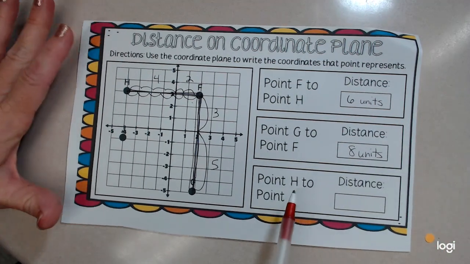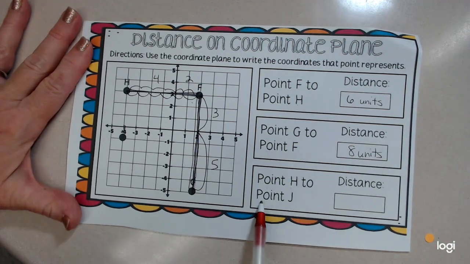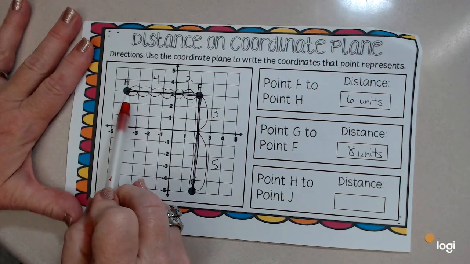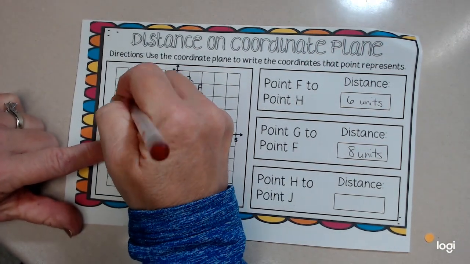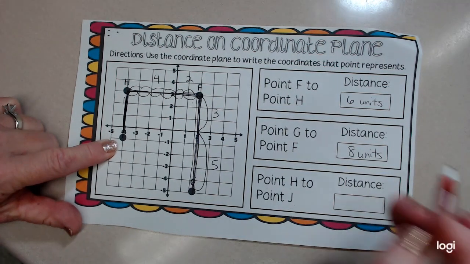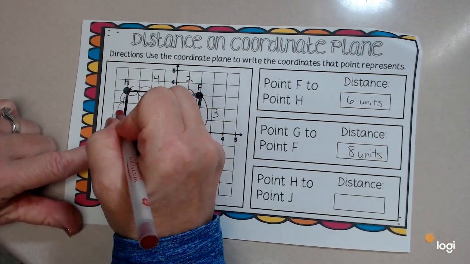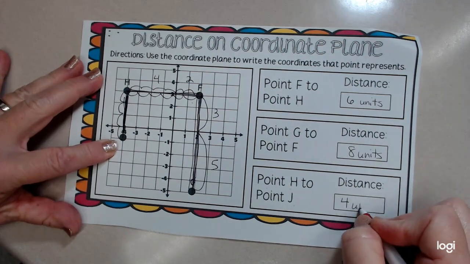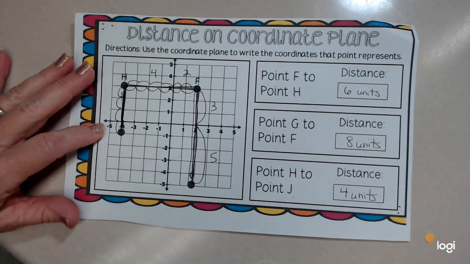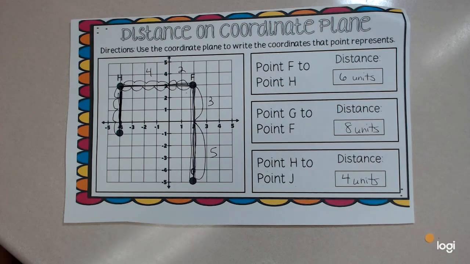Okay, last one. From point H to point J. Point H, point J. What kind of line is this, Tori? Looks like another vertical line. Here we go. 1, 2, 3, 4. I have 4 units. Okay, last slide that I would like for you to do.